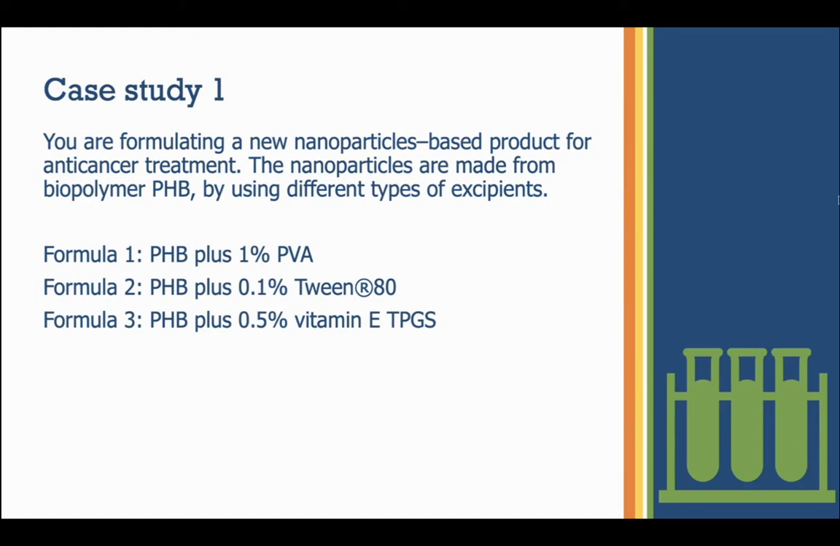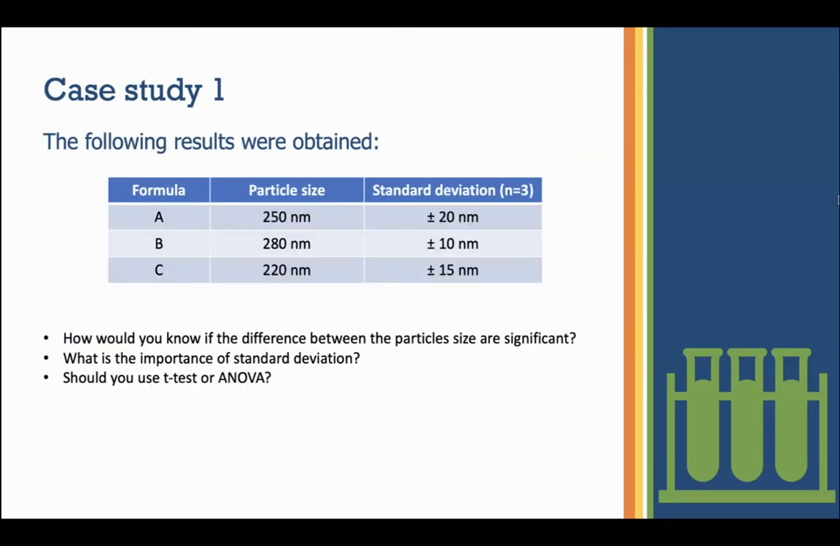Formulation 2, you use PHB plus 0.1% Tween 80. And formulation 3, you use PHB plus 0.5% vitamin E TPGS. Okay, if you notice here, the PHB remains the same. Okay, the PHB does not change. The type of polymer is not changed, but the type of excipients changes. So you want to see if the different type of excipients will produce a different particle size. So let's have a look.